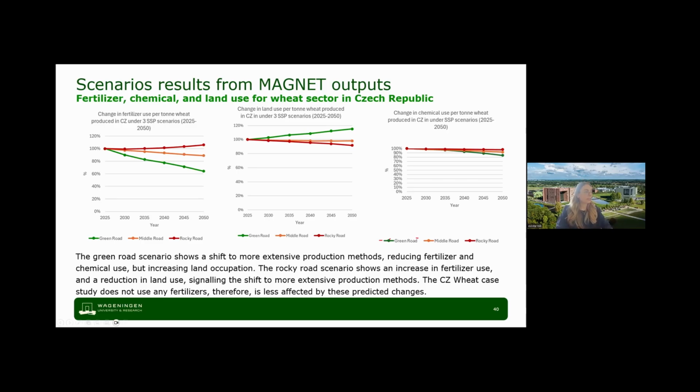So you really see that in the green road, there's a shift to more extensive production methods and a reduction in fertilizer and chemical use, but an increase in land occupation, for example. It depends a lot on the product we take into account, because in this case it's organic wheat, but we also have other living labs which are non-organic, and then we can potentially see differences there. There may also be very different trends for other products like the leafy greens, which are from vertical farms, or the mushroom or tomato production.